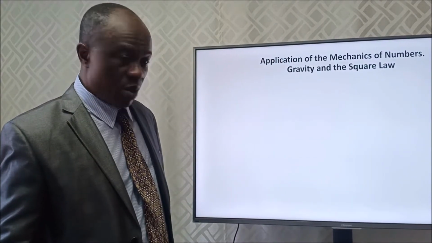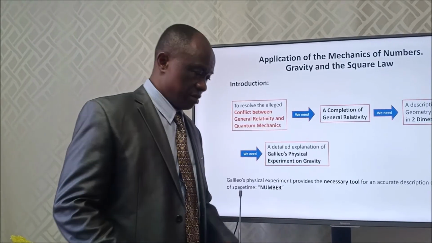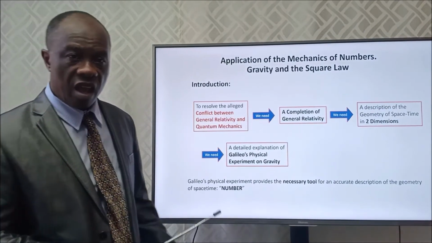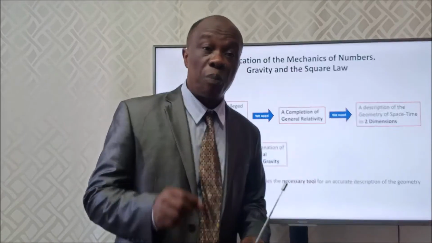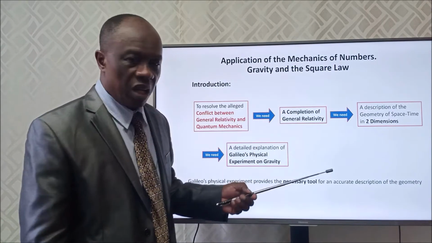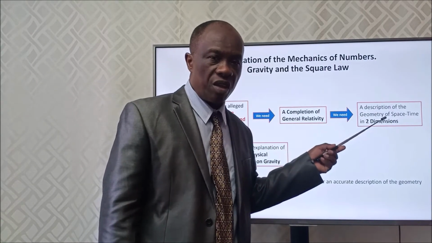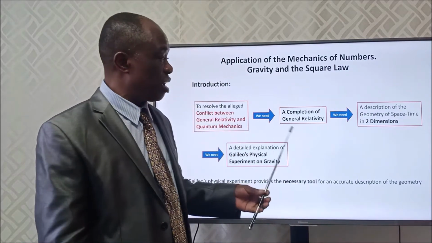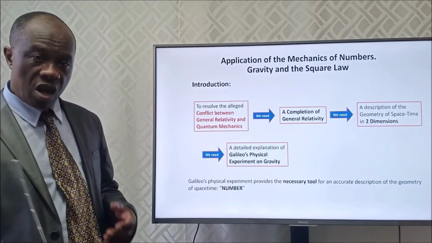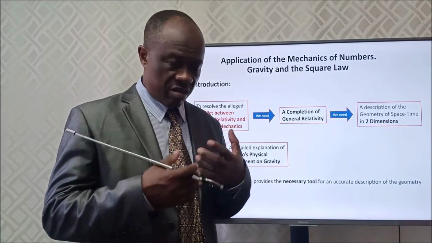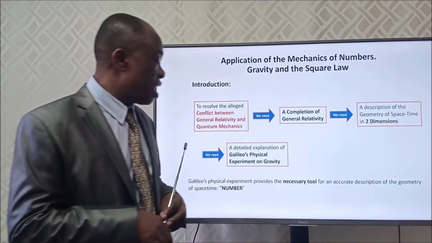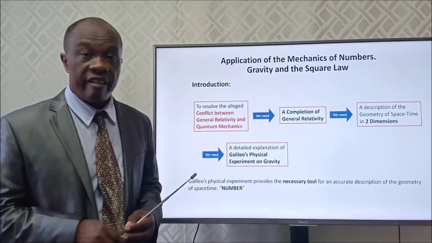I already said in our introduction that to resolve the conflict between general relativity and quantum mechanics, we need to complete general relativity. To complete general relativity, we need a description of the geometry of space-time in just two dimensions. The tool that will allow us to explain this description will come from Galileo's physical experiment.